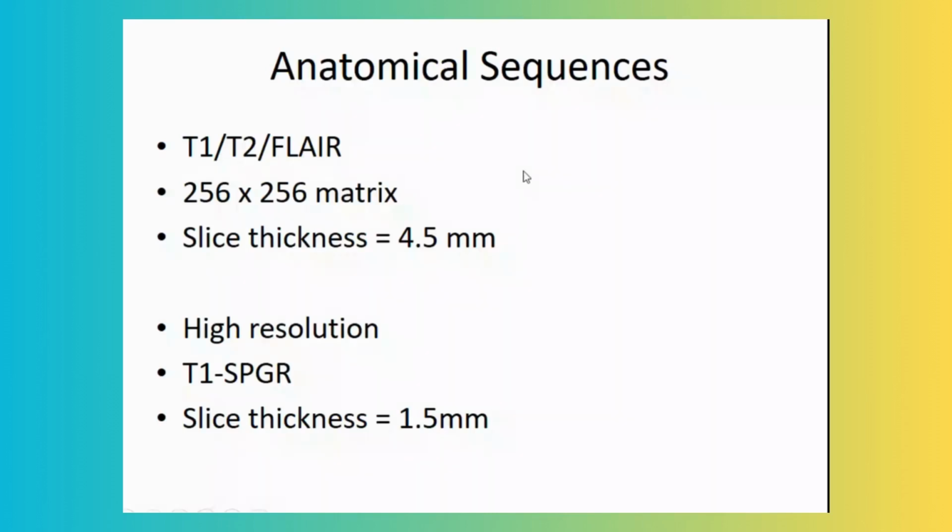The anatomic sequences we acquire other than BOLD imaging are T1 regular and T2 FLAIR with the normal matrix that we require with normal slice thickness. And then we also acquire SPGR, which I think is the GE term, but on Siemens that is MP-RAGE. These are basically high resolution T1 weighted images. Slice thickness is like 1 millimeter or 1.5 millimeter.